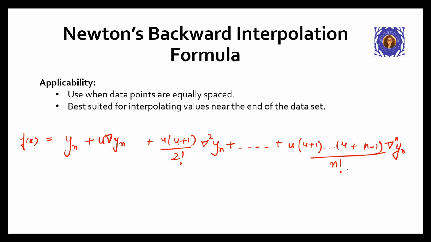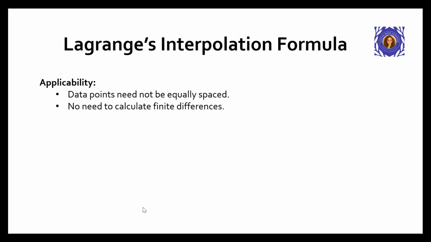Here again u equals (x minus xn) divided by h. The steps for implementation are constructing the backward difference table, calculating u, and substituting values in the formula to compute the function f(x). Next is Lagrange interpolation formula.